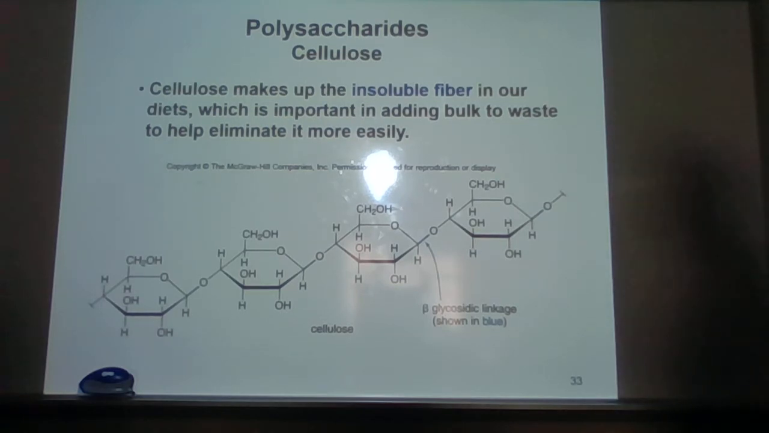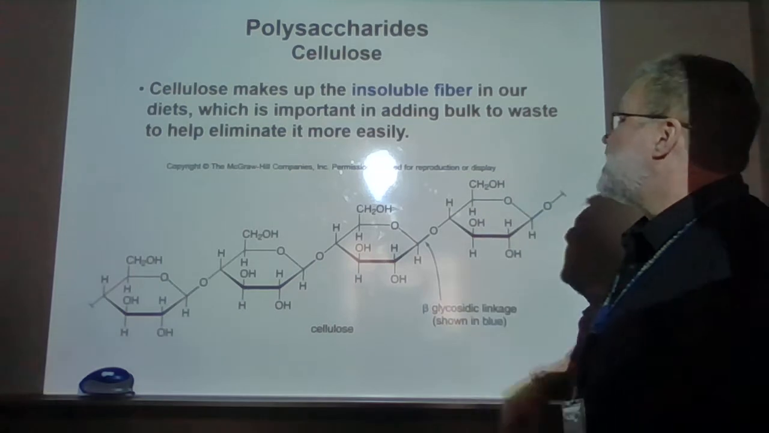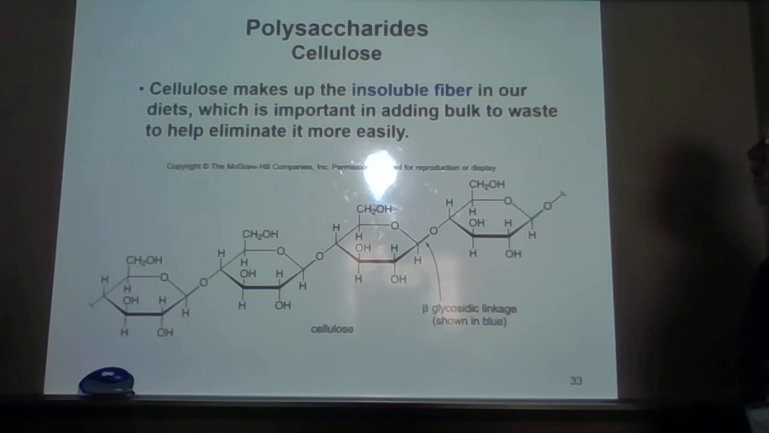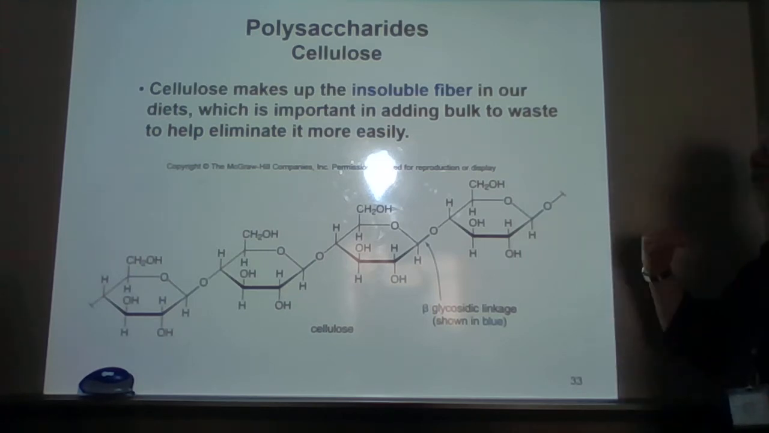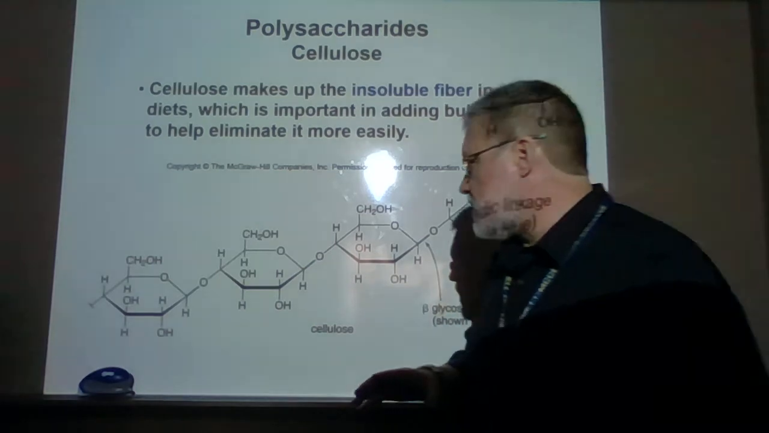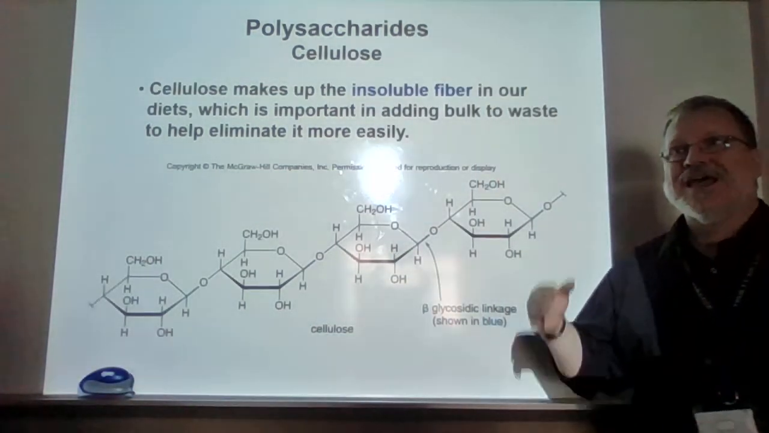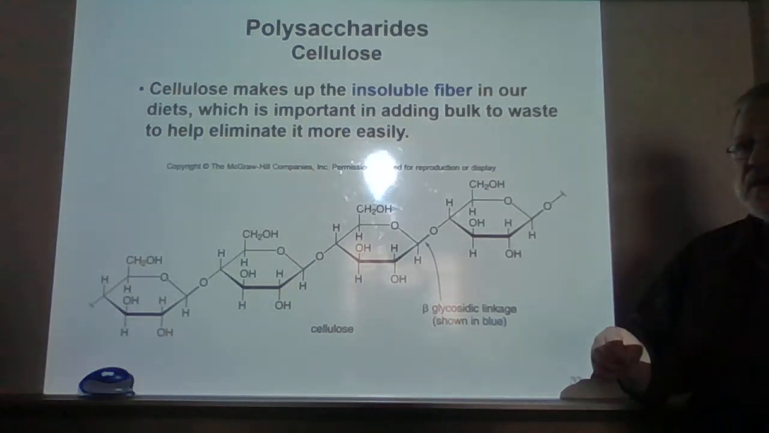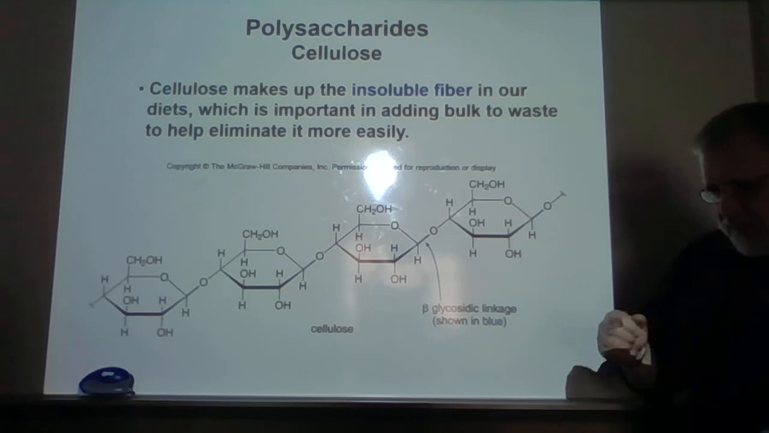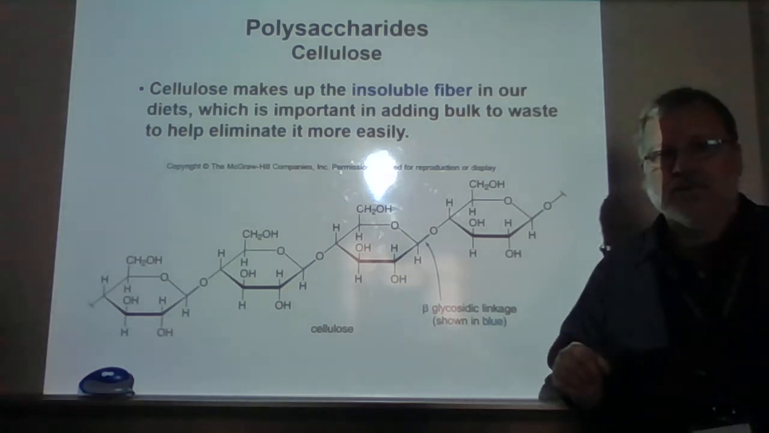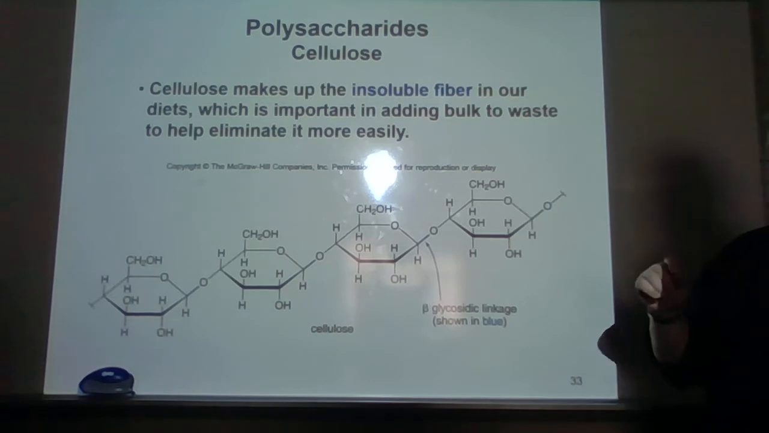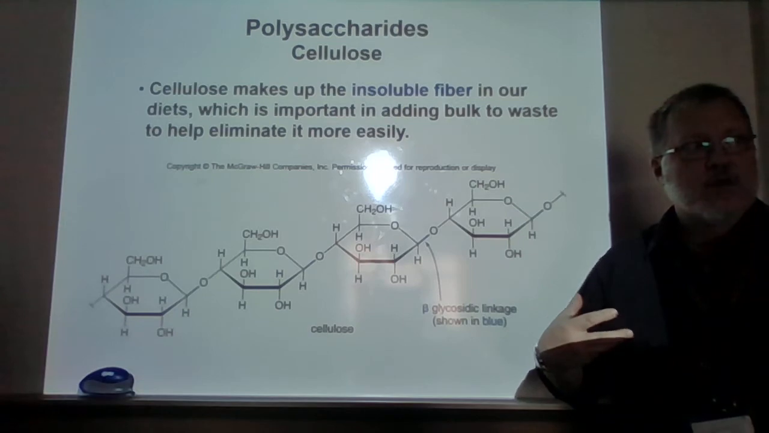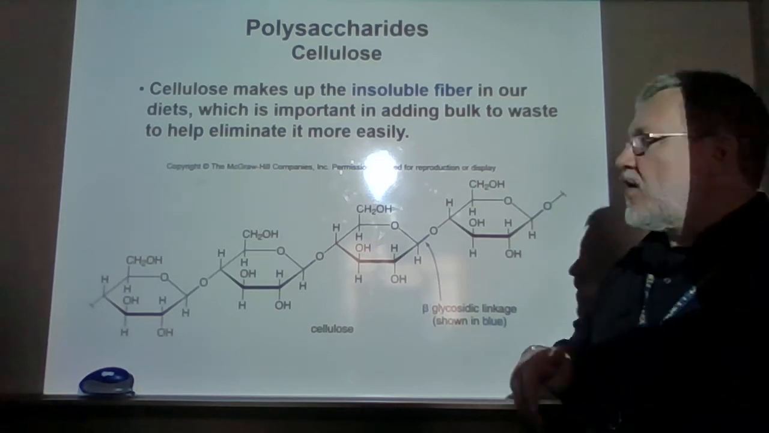Cellulose. Here is a structure of cellulose. It is the insoluble fiber in our diets. It is important to add bulk in our diets to eliminate waste throughout our bodies. So materials like skins of fruits and vegetables, apple skins, potato skins, certain other fruits or vegetables that are peeled. Sometimes those skins themselves can be a helpful dietary product to help us remove waste products from our system.